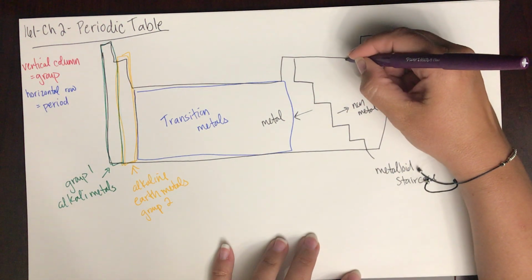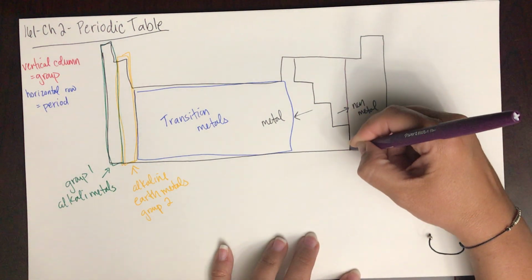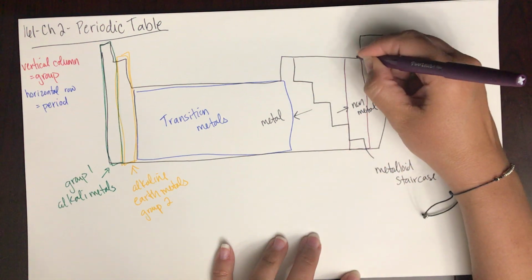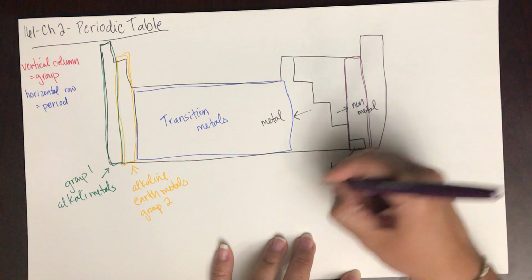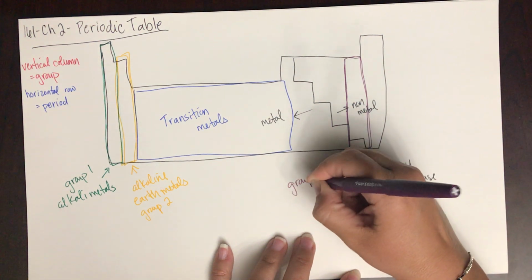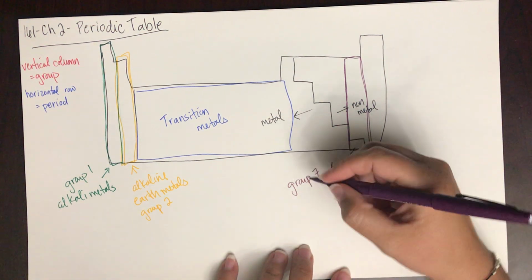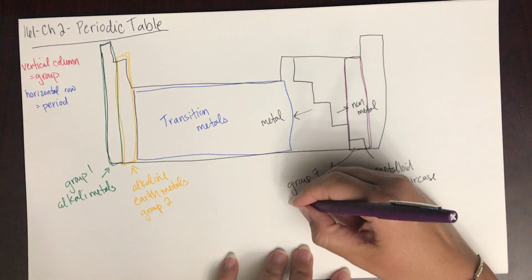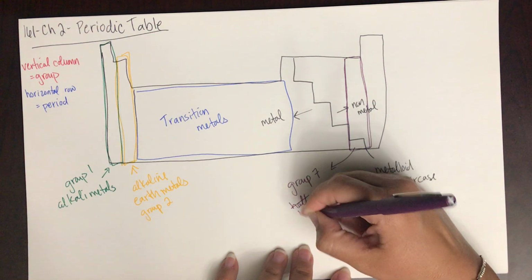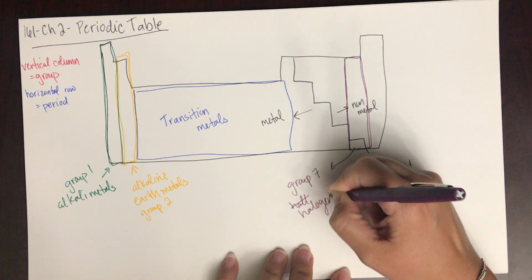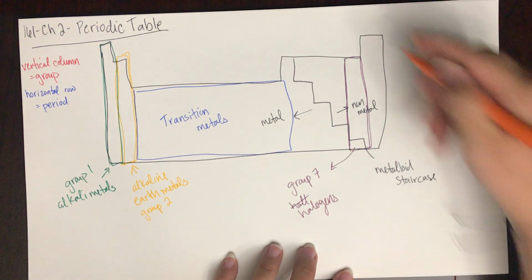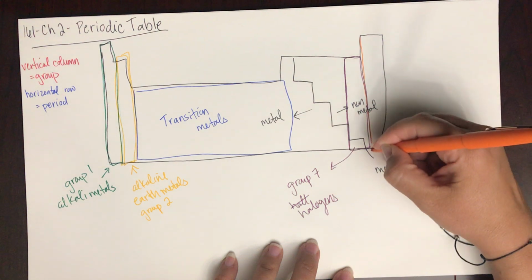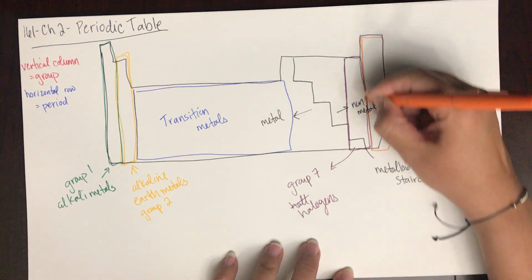Group 7 here, again, this is not really drawn very well, but group 7, these are called the halogens. And then in group 8, these are called the noble gases.